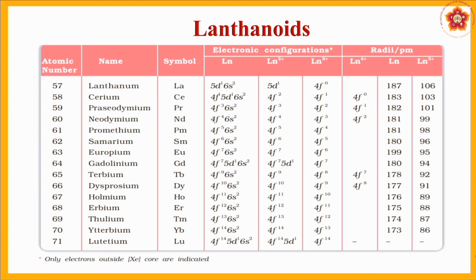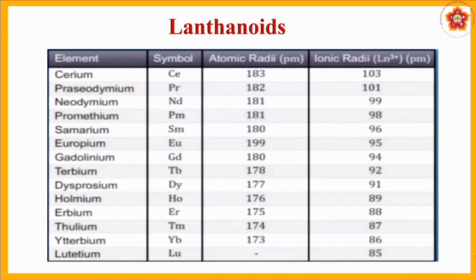So if these are the configurations, we now see the atomic radii and ionic radii, and you will realize that the atomic radii have been gradually decreasing down, with the exception of europium, where the atomic radius has suddenly increased and not followed the order. All others are following a certain order. But for ionic radii, if you compare, every single element slowly and gradually decreases. And which is the ion considered here? It is Ln3+.